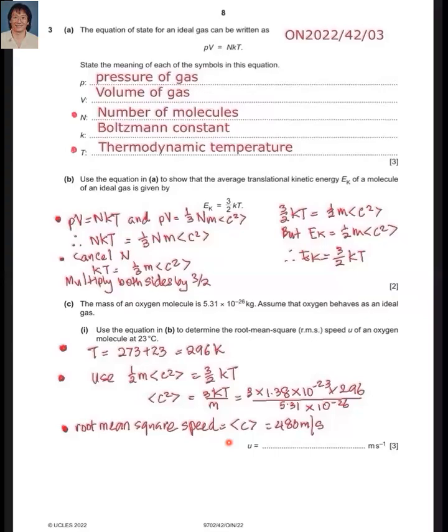This is October, November 2022, variant 42 question. Number 3A. We have to state the equation of state for an ideal gas can be written as PV equals NkT. State the meaning of each of the symbols in this equation. This question carries 3 marks.